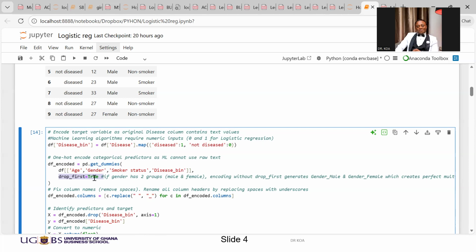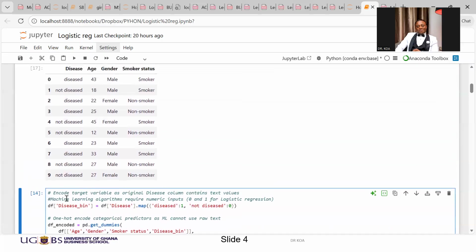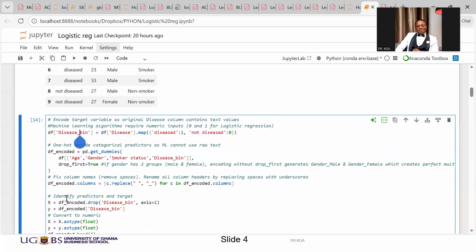One of them has to be 0, the other will have to be 1. But other than that, it's like you are making both of them 1. Okay, so that is why you say that drop the first one. So the first one that will come is the one that will be dropped. So if the first one is, say, male, that will be dropped.